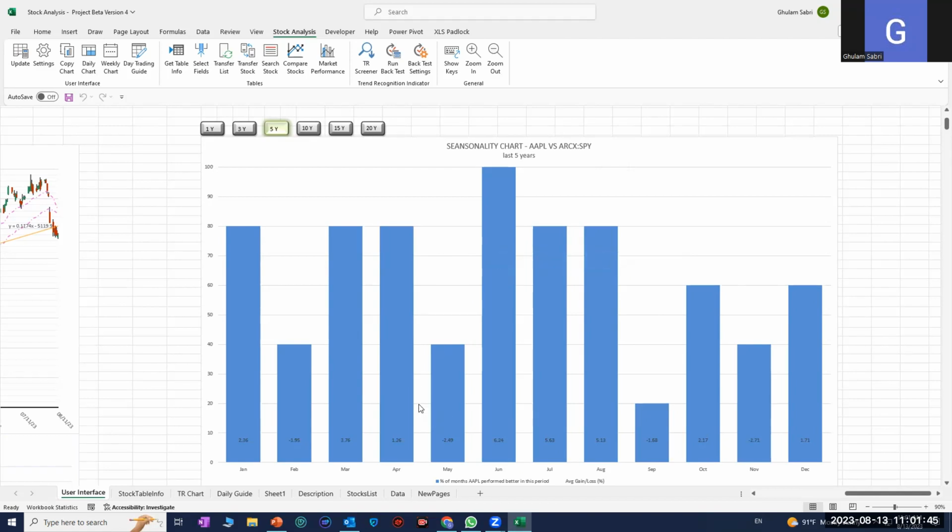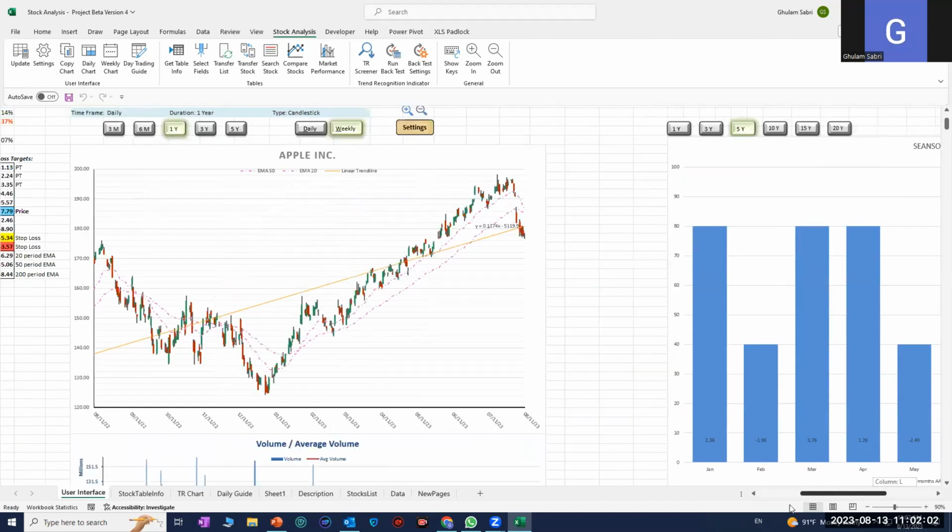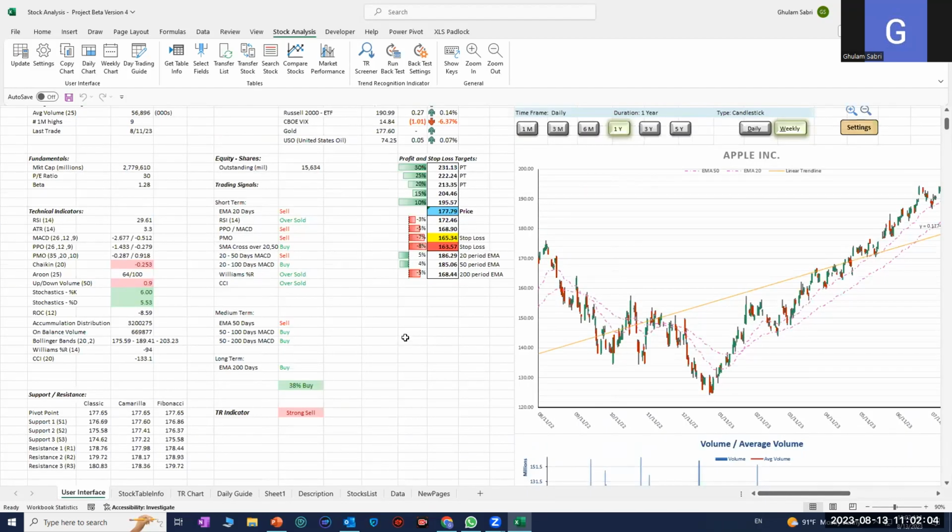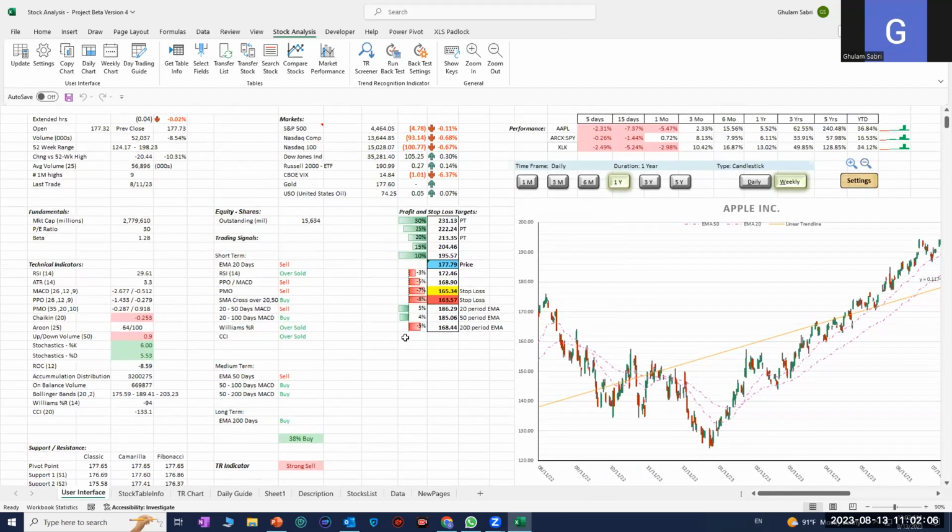So for example, the best time to invest in Apple is either in January or in early June, July and August. These 3 or 4 months are the best time. And then you can remain invested, then come out of that. So the software right here in Excel gives you all this kind of information, including these trading signals.